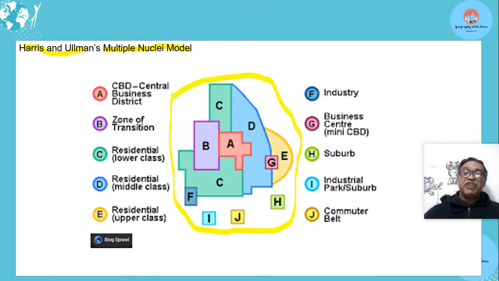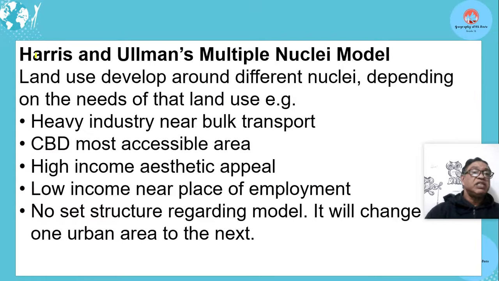As we know, various nuclei determine the location of various land use zones. So let's look at them. They said land use zones develop around different nuclei depending on the needs of the land use. You see it here? Heavy industry, nuclei could be bulk transport, there could be others. CBD, most accessible area. High income area, nuclei would be aesthetic appeal. Low income area, near place of employment would be the nuclei.